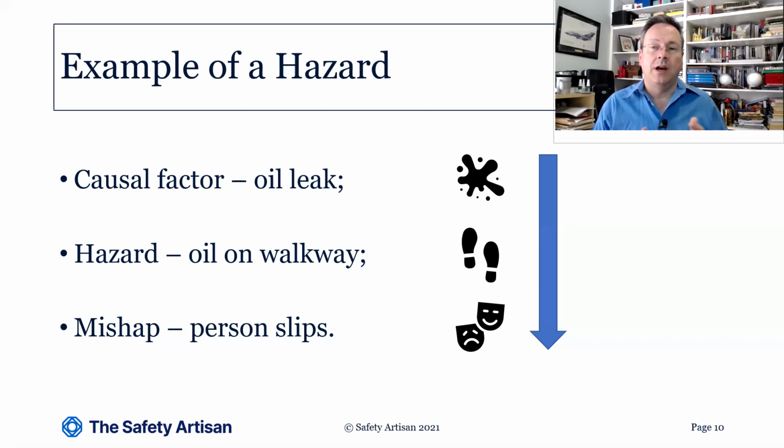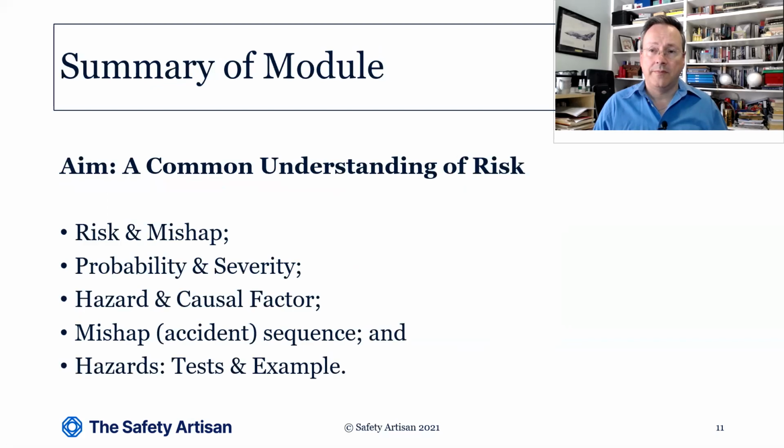So there we have a little summary of those risk concepts that we need to get a hold of. So we've covered risk and mishap. We've covered probability and severity, excuse me. We've covered hazards and causal factors. We've looked at the mishap or accident sequence, and we've looked at hazards, and we've looked at some tests for what constitutes a hazard. You know, how do we tell in the sequence between cause, hazard, and consequence where the hazard is? And we've looked at an example. Okay, so this module, we aim to have a common understanding of risk, which will form the foundation for everything that we're going to do with risk from now on.